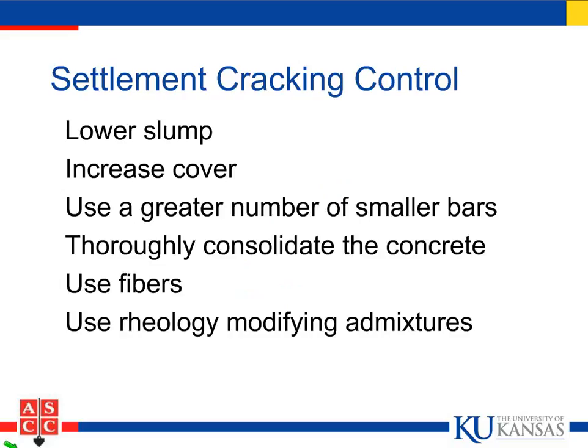Okay, now, so what can we do for settlement cracking? Well, we can use lower slump concrete. We can increase the cover. We can use a greater number of smaller bars, because we saw earlier bigger bars give us more settlement cracking. We can thoroughly consolidate the concrete. We can use fibers, and we can use rheology modifying admixtures. We're also in the process of looking at other methods to reduce settlement cracking, and we'll be presenting those, not in this presentation, but those will come out in future days.